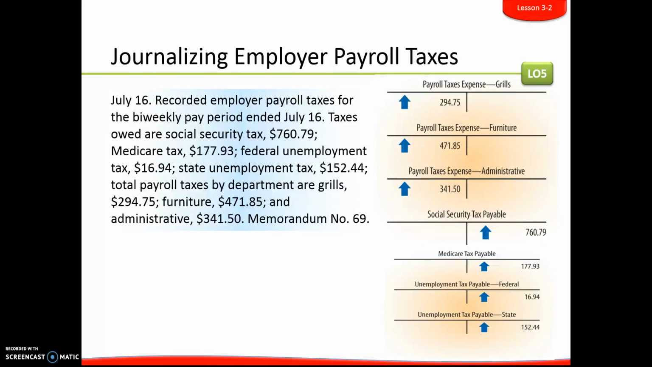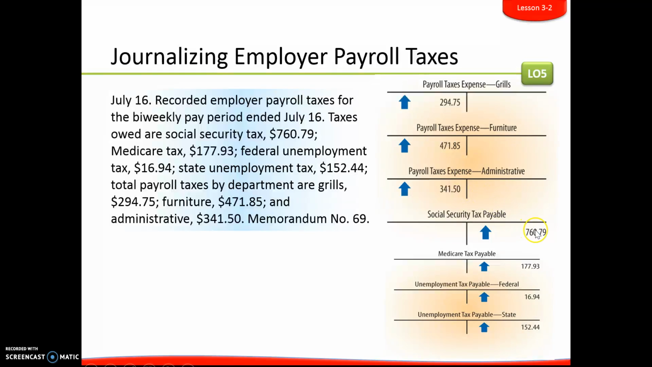And so when it comes to then journalizing our employer payroll taxes, note that we're just journalizing, recording those payroll taxes. We're not paying those right now. So where this is actually going to go is in our general journal. So it says we recorded employer payroll taxes for the biweekly pay period on July 16th. So the one we just did where we paid our employees, now what we're doing is recording the employer payroll taxes. So again, we have our payroll tax expense for grills, for furniture, and for admin.